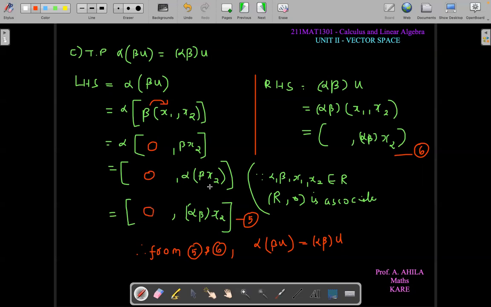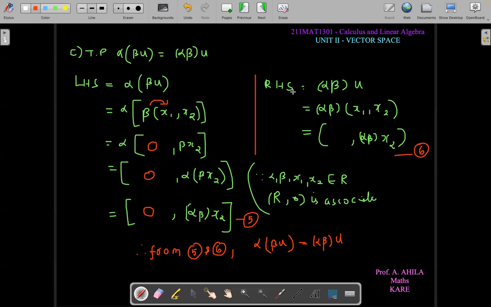Now I associate, because with the same reason, we have alpha, beta, x2 are all real numbers, and R comma dot is associative, that is an abelian group actually. So we can associate. Therefore, we can combine this alpha beta together, then x2. So just change the brackets, alpha beta into x2. Keep this as equation 5.